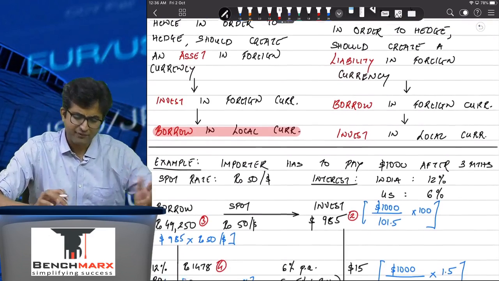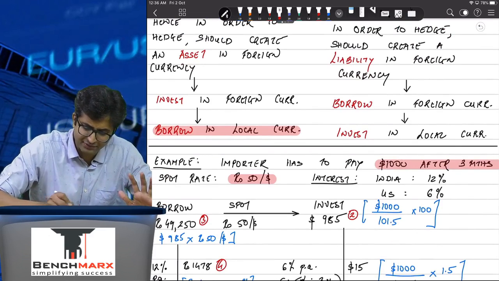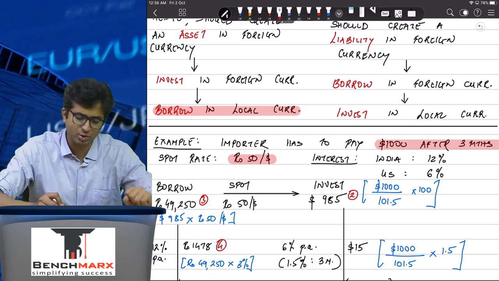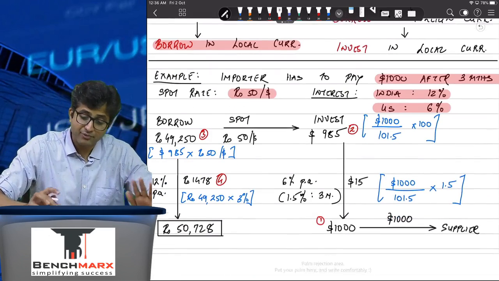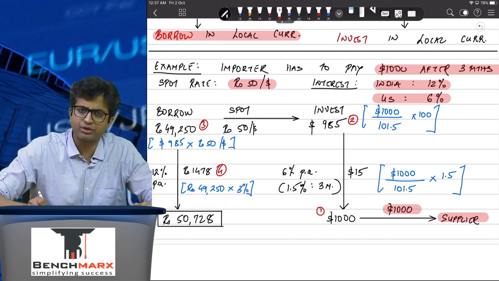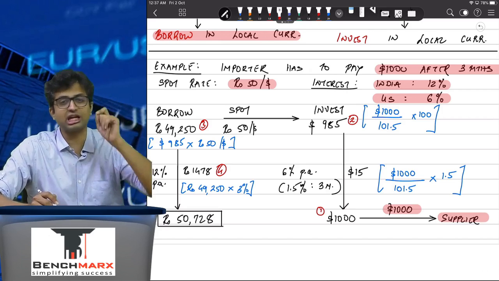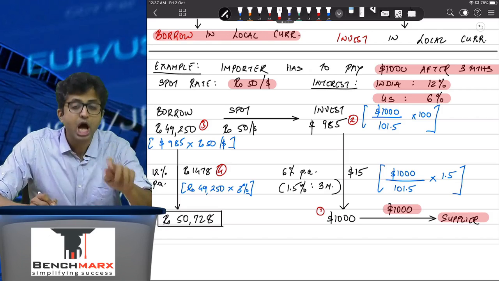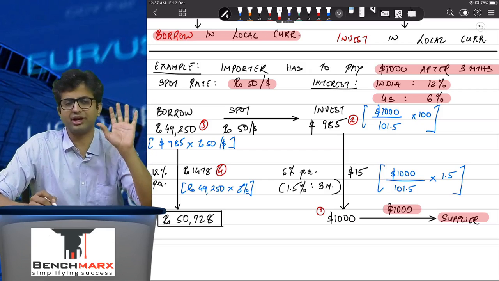Based on what we have just discussed, for example, an importer has to pay $1,000 after 3 months and the spot rate is 50. I've just given a chart based explanation. Actually, in the exam you will do it statement wise. Interest rates in India is 12%, in US is 6%, which means now to the supplier, I have to pay $1,000, which means I have a liability to pay dollars that can be hedged by creating an asset in dollars, which means you have to make an investment. How much will you invest? $1,000? No. You will invest in such a way that after, let us say, 3 months, you are left with $1,000.